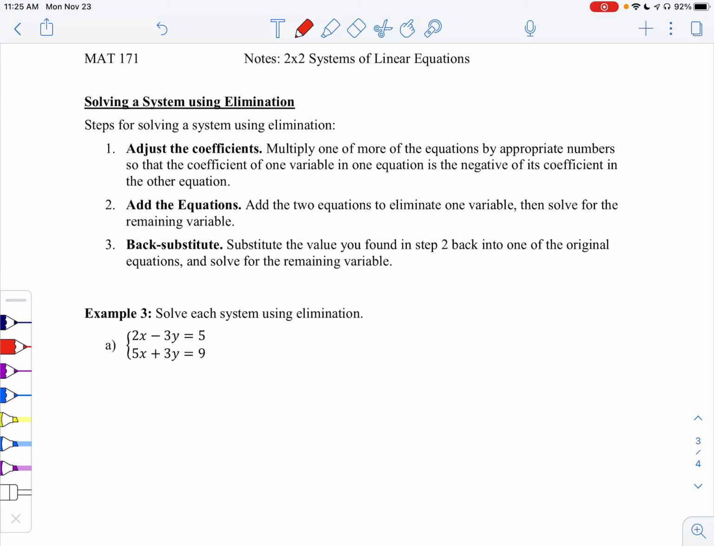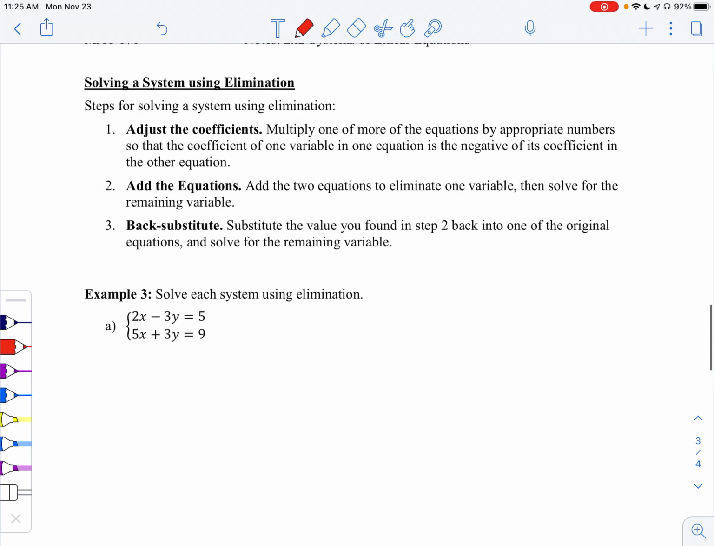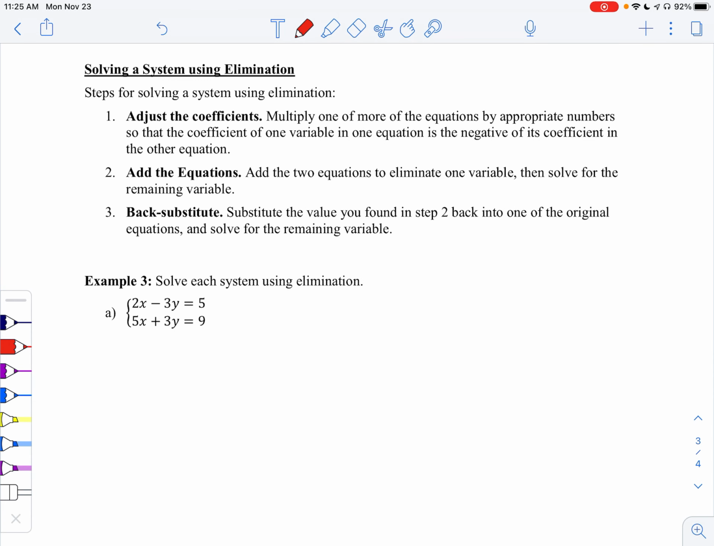So any of the techniques technically will work on any of the problems. It just is sort of certain problems lend themselves better to one method versus the other. So it's good to have different tools that you can use when you're solving these systems. So let's go ahead and take a look at this example 3 here. And I'm going to, as usual, label these as equations 1 and 2.